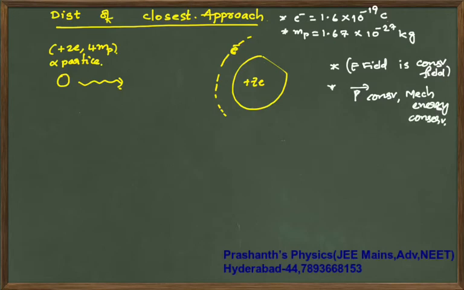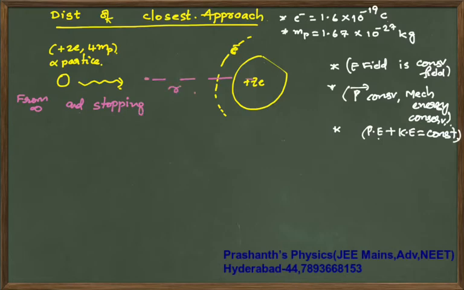Now what is this mechanical energy? Potential energy plus kinetic energy is equal to constant. Between charged particles you will have electrostatic potential energy, which you might have studied in your electrostatics. So let us say the charged particle is coming from infinity and stopping at some distance r.